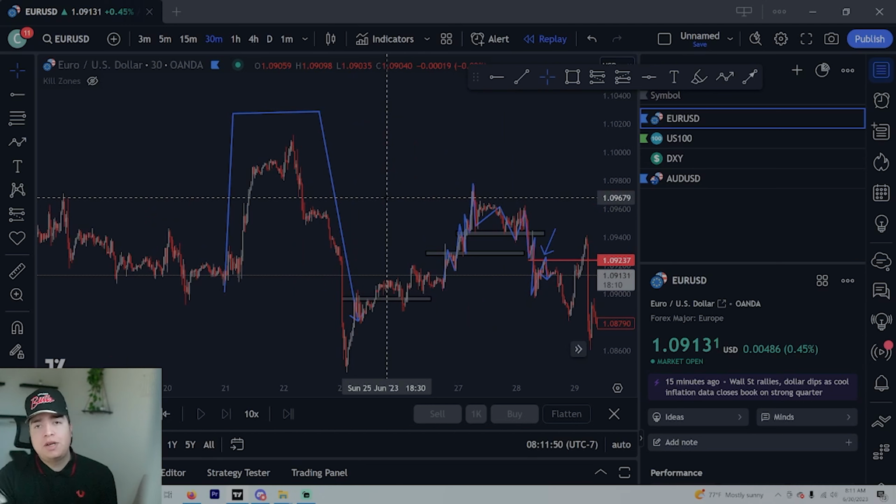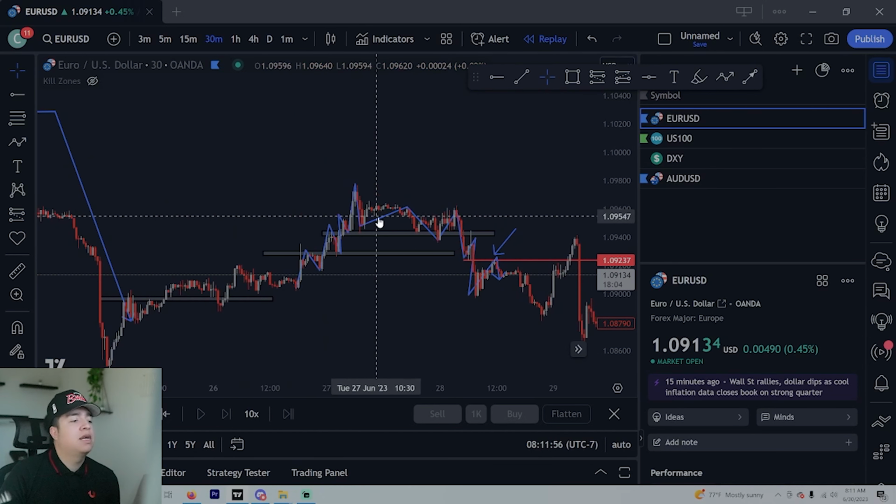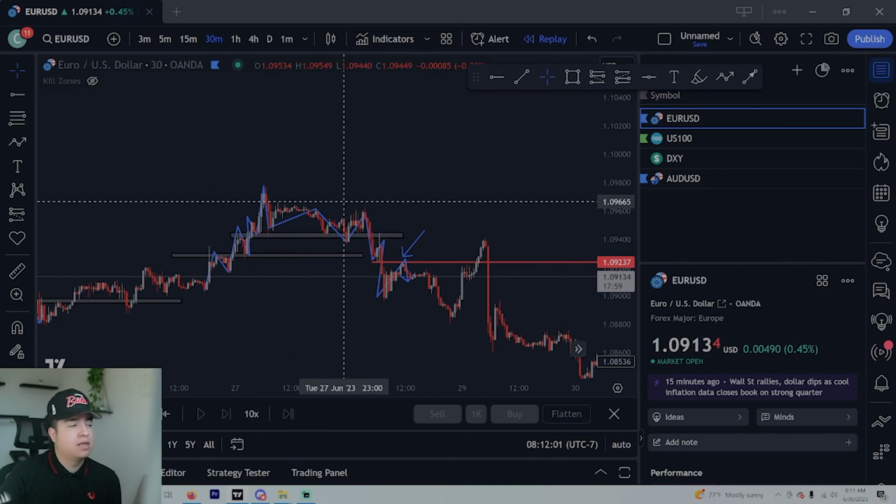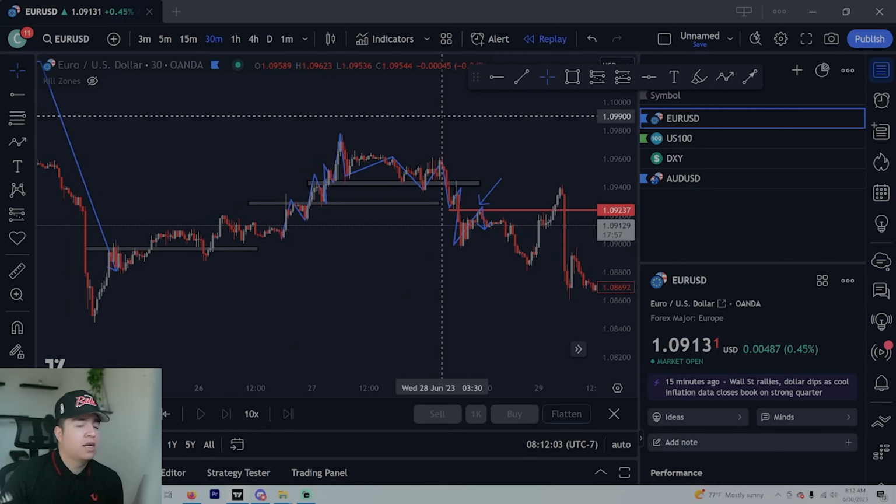So you always want to zoom out of your charts because sometimes you can be really zoomed in and think you're seeing the right market and you're not. Zoom out a little bit, see what's going on. Once you identify, okay, we're going up or we're going sideways, we do not trade the sideways at all, right? You're just going to get stopped out. So we're only trading uptrends or downtrends.